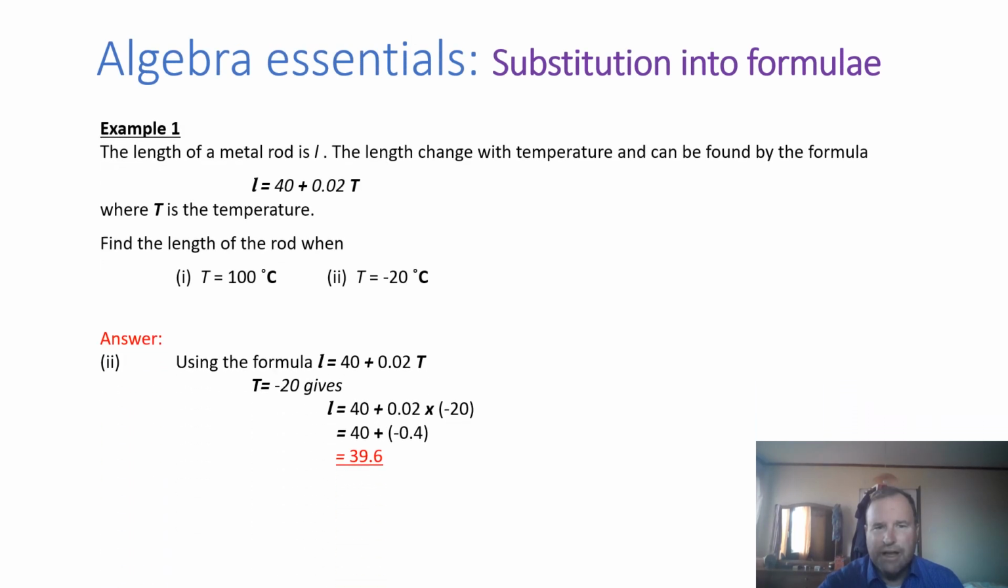So here's the second part of the question, example 1, when T equals minus 20 degrees. Again, we're using the formula, substituting in for T as given. T equals minus 20, big calculation. Remember the negative, so it's 40 plus minus 0.4. So you can see that when we reduce the temperature, the metal rod has shrunk from its original length to 39.6 units. It could be centimeters, millimeters, or inches.